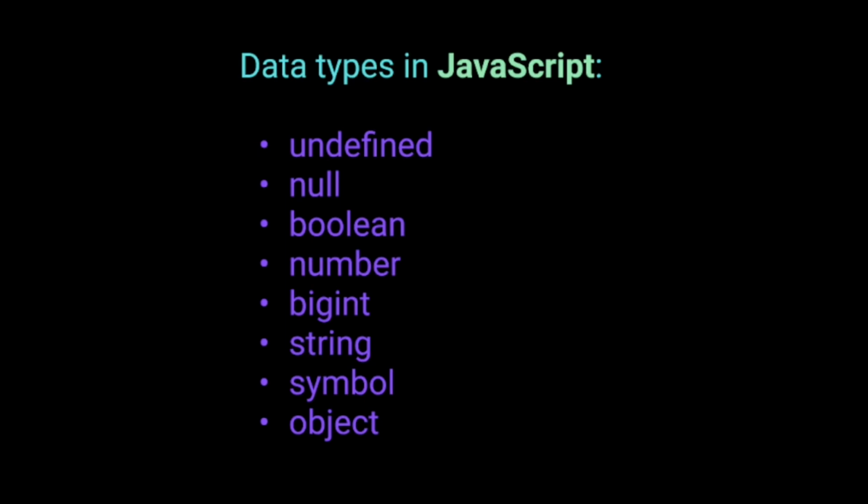Today we will talk about data types in JavaScript. Let's get started. We have 8 types of data in JavaScript. There are undefined, null, boolean, number, bigint, string, symbol, and object. And now I will tell you about each of them and I will show you some examples.